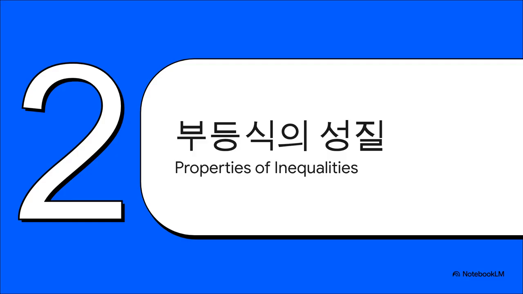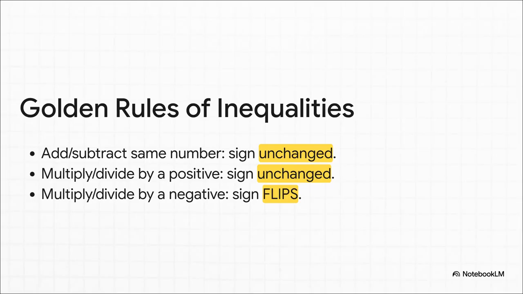But here's the thing. You can't just treat these symbols like a regular old equal sign. Oh no. Inequalities have their own special set of rules, properties that tell us exactly what we can and can't do. And believe me, understanding these rules is absolutely crucial if you want to get the right answer. Now, the first 2 rules, super easy. They act just like you'd expect. You can add or subtract whatever you want, multiply by a positive number, and that inequality sign stays put. It doesn't budge. But that third rule, oh, that's the big one. That's the game changer. The second a negative number gets involved in multiplication or division, the whole logic of the statement flips on its head.